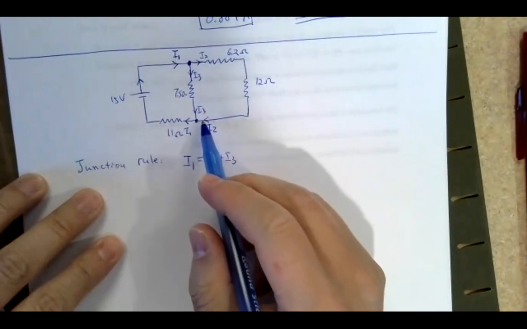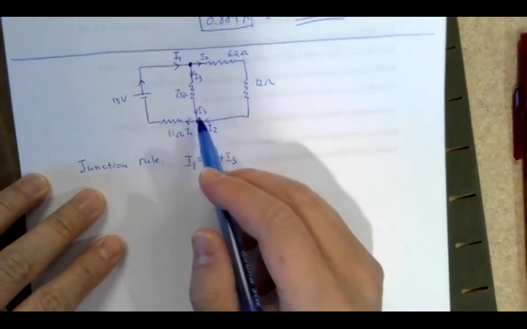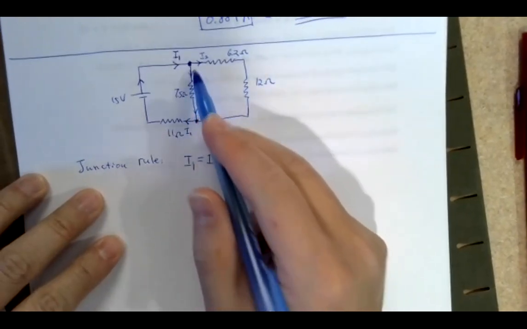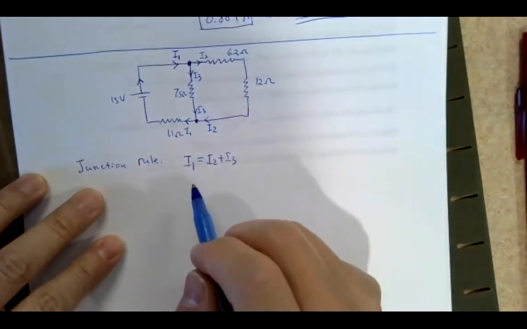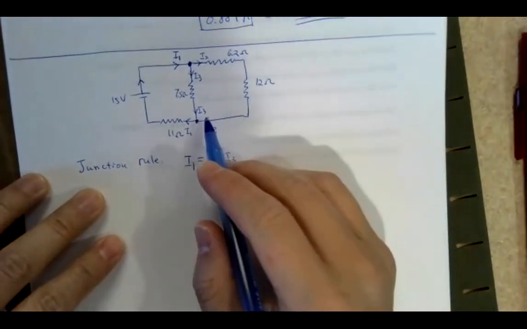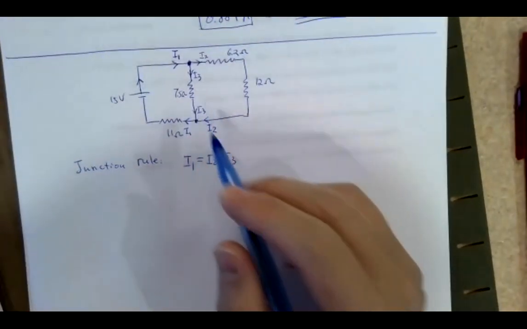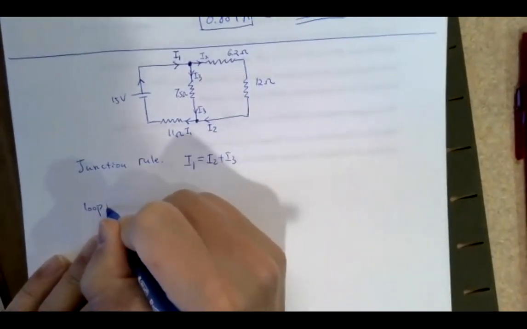If you apply the junction rule here, it is the same equation as that one. Those two repeat each other, so you can just use one of them. You don't want to write the other one down because it's identical to that one.